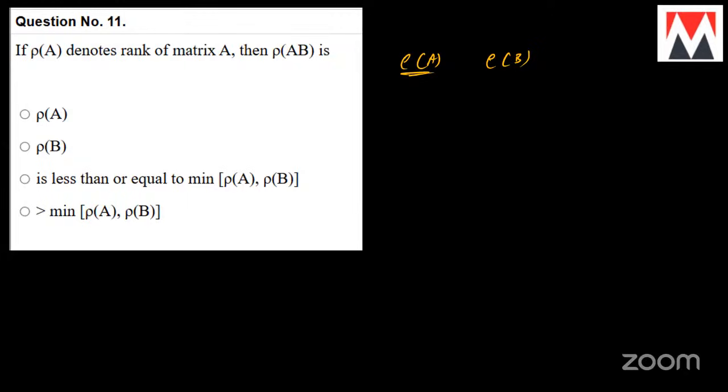So the maximum value will be the minimum of rank A and rank B. So it can be less than this. So it is less than or equal to the minimum of rank A and rank B.